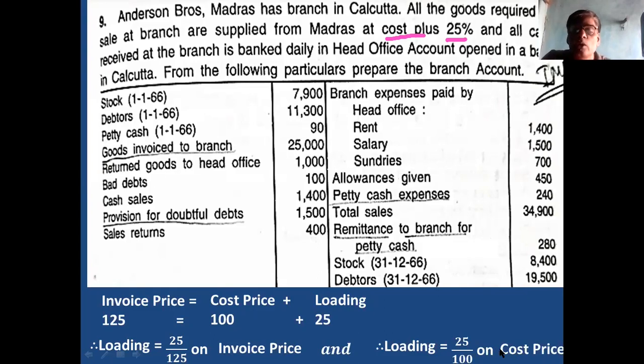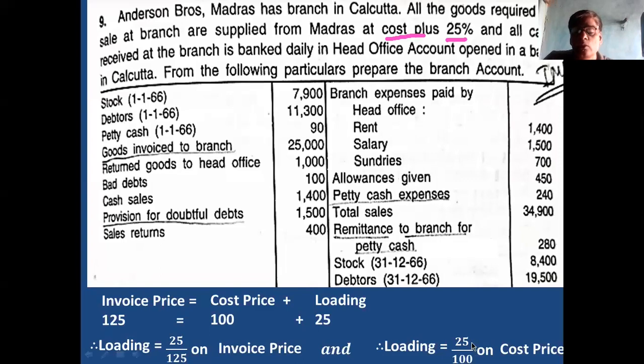Then where do you have to use these two equations? The first equation is used for removing the loading. This first equation, loading is equal to 25 divided by 125 on invoice price, is used to remove the loading at the end of the problem. At the end of the problem, remember this.